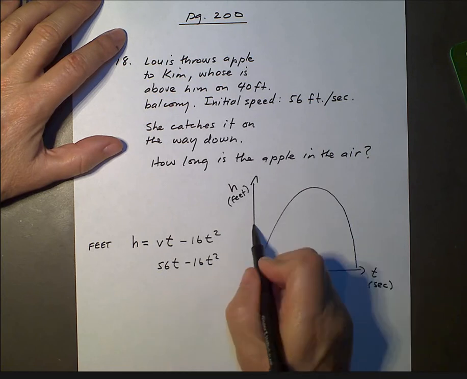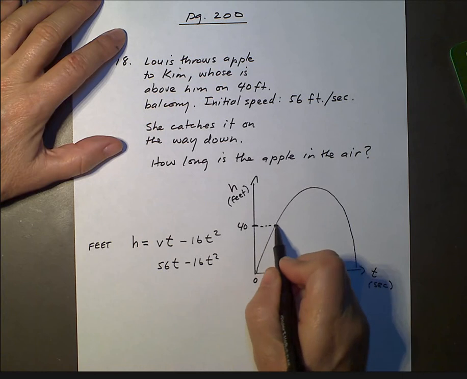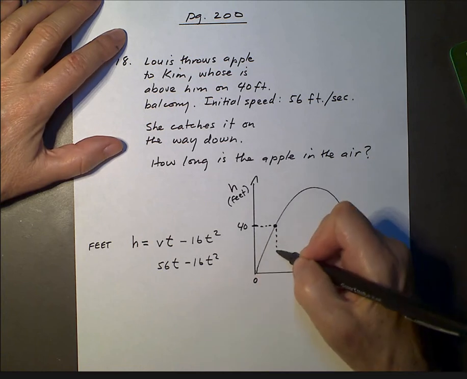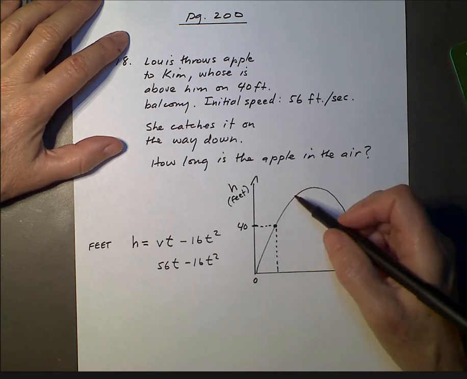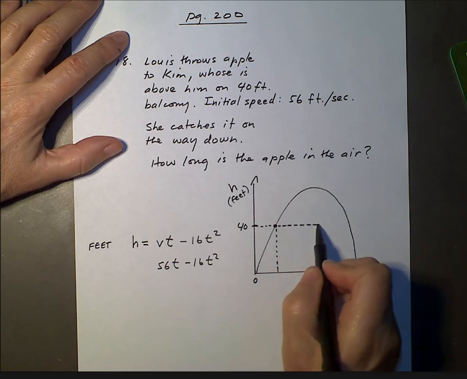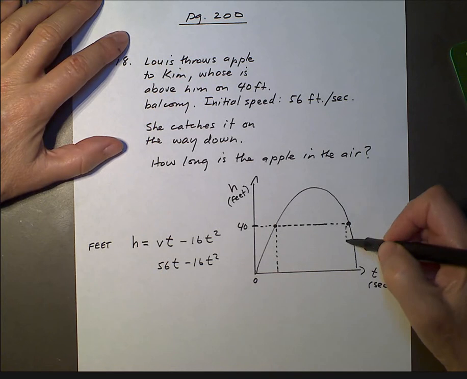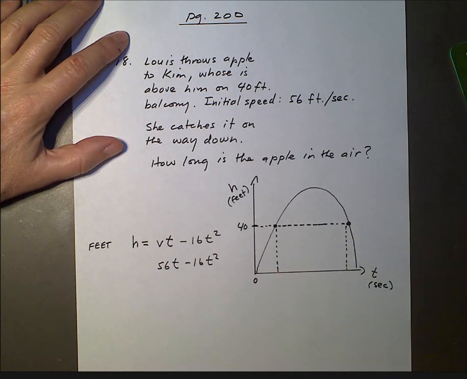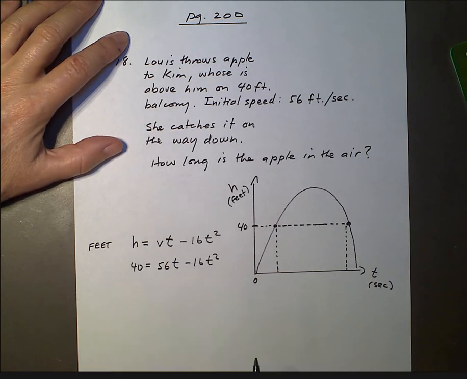I'm just going to put an arbitrary mark here. Suppose that's 40 feet. What we're doing is finding how many seconds have elapsed when the apple is 40 feet up in the air. It goes above 40 feet, and then it comes back down and crosses that balcony again, which is the point where she catches it, and we want to know how many seconds that is. So we're looking for when the height is equal to 40. Okay, so we can solve this equation for t.